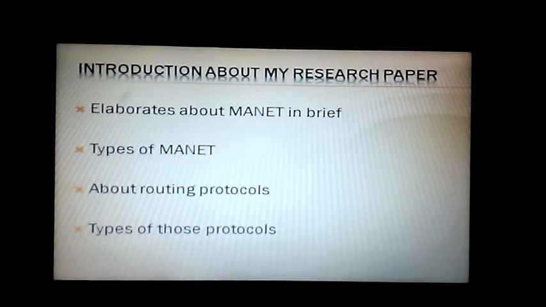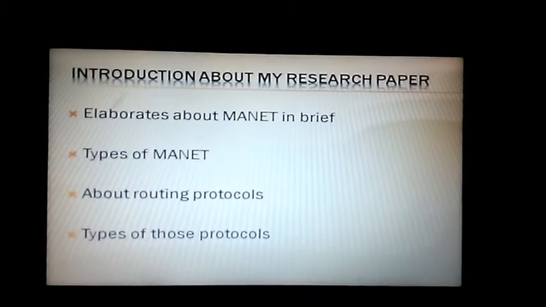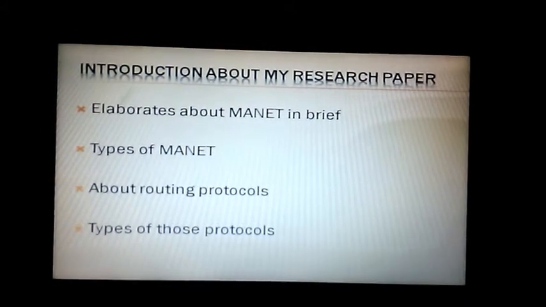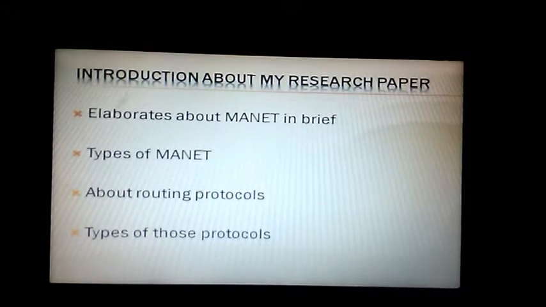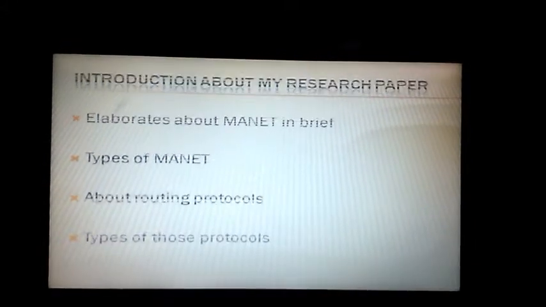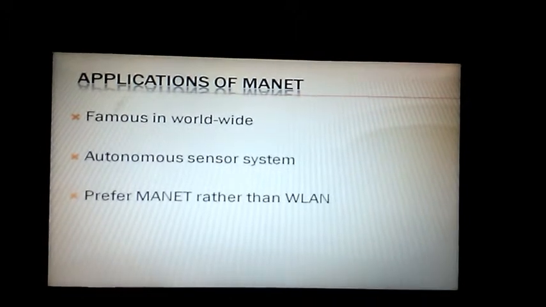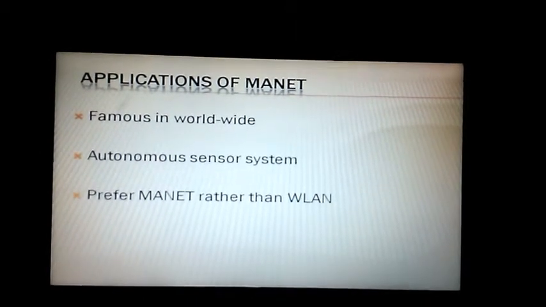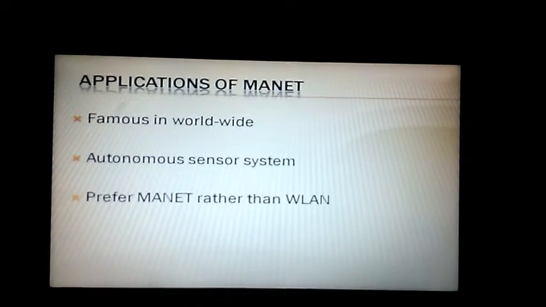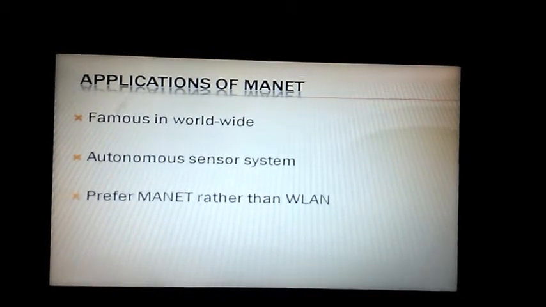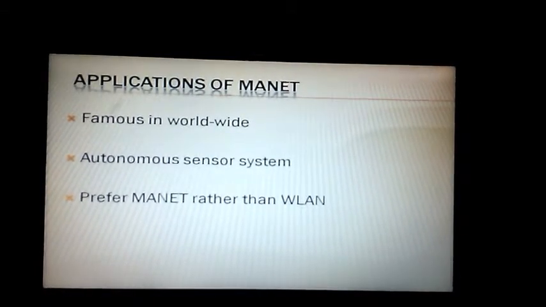When two nodes want to communicate with each other, it is essential to find a path between them, termed as routing. Broadly, they are divided into 3 categories: reactive, proactive, hybrid. Next slide. It is about applications of MANET. MANET is famous and popular worldwide. Autonomous sensor systems broadly use MANET, and in business environments people prefer MANET rather than wireless LAN.